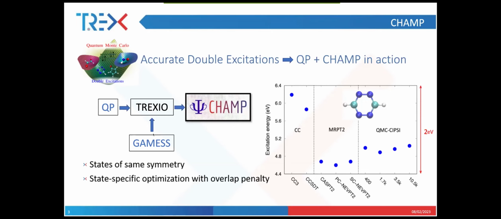This is the flow chart of how we do this type of calculation and why TREX is very useful to do them. So we usually start with the GAMESS calculation. We do a CASSCF to get the orbitals. Then we do a CIPSI calculation in Quantum Package to get the determinant expansion. And then we use TREX tools to convert the outputs into the appropriate inputs for CHAMP. And then we provide our own Jastrow factor to complete the trial wave function.